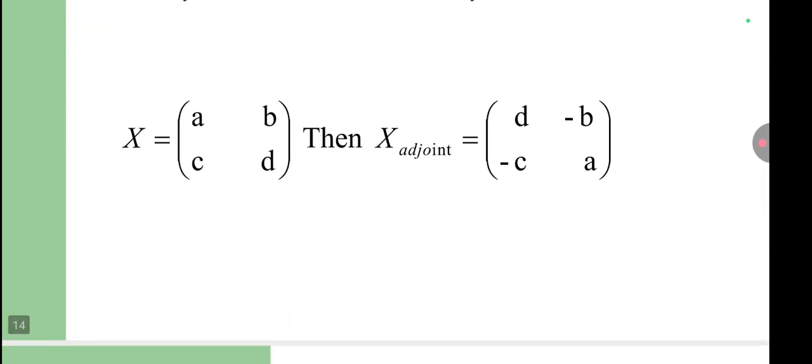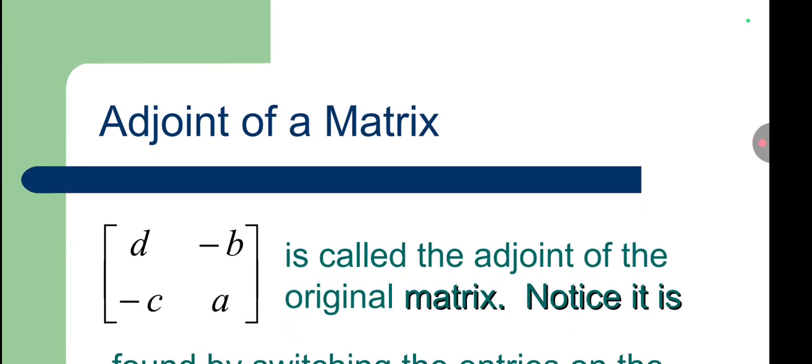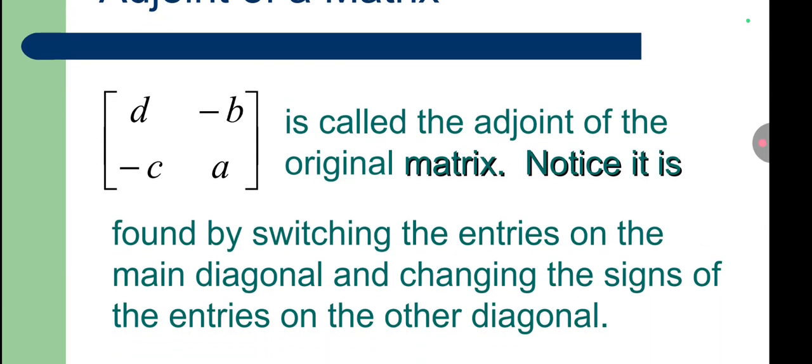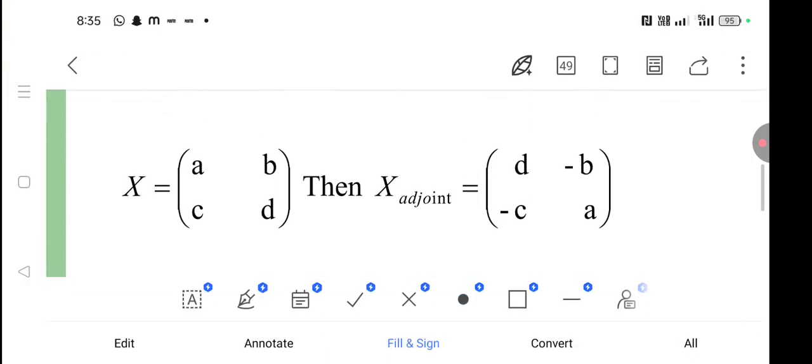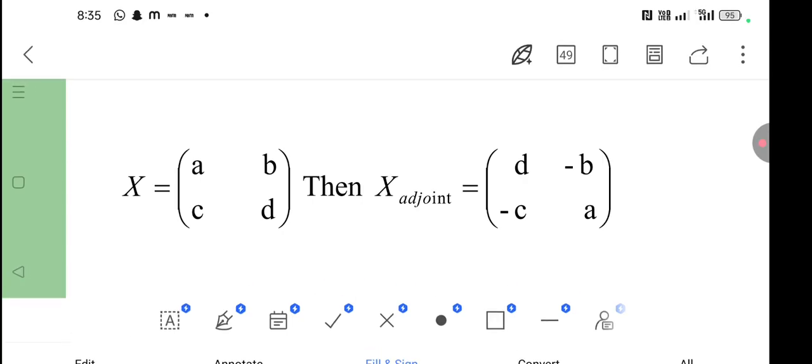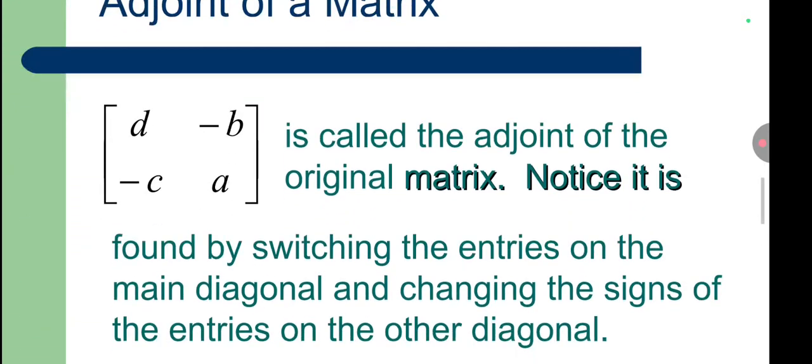For example, let us take X equal to any 2 cross 2 matrix. This is the general form of the 2 cross 2 matrix: A, B, C, D. The adjoint of this matrix is D, minus B, minus C, A. So directly we can say that D, minus B, minus C, A is called the adjoint of the original matrix. Here we interchange the main diagonal elements and only change the sign of the other diagonal elements. Then we get the adjoint of the matrix.